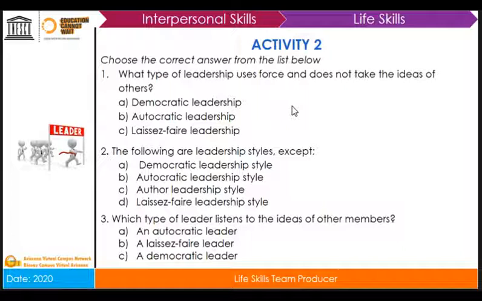Question 3. Which type of leader listens to the ideas of other members? A. An autocratic leader. B. A laissez-faire leader. And C. A democratic leader.